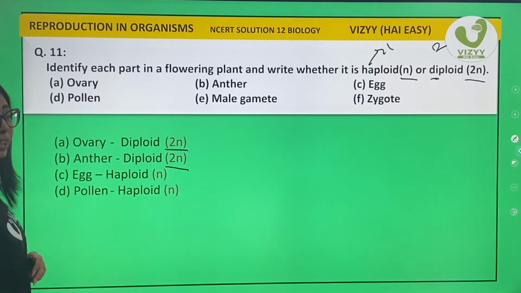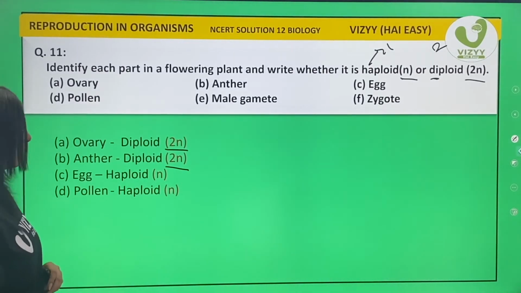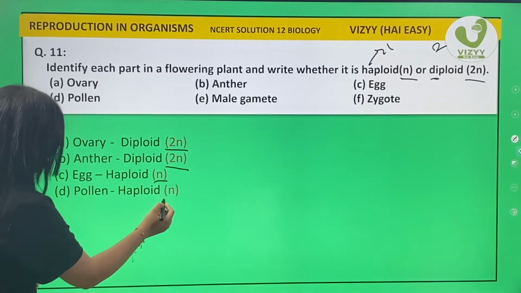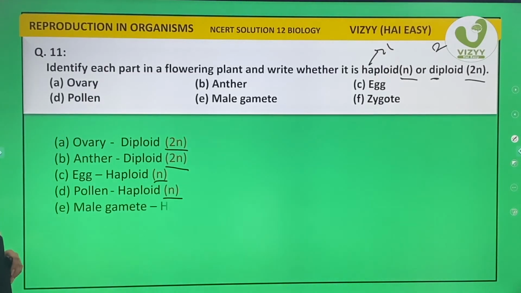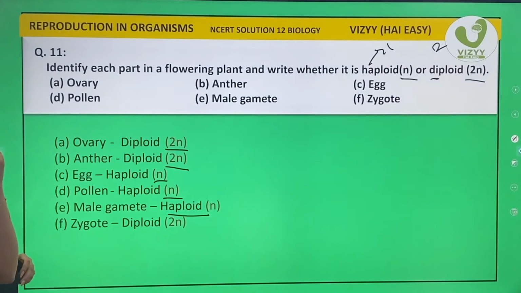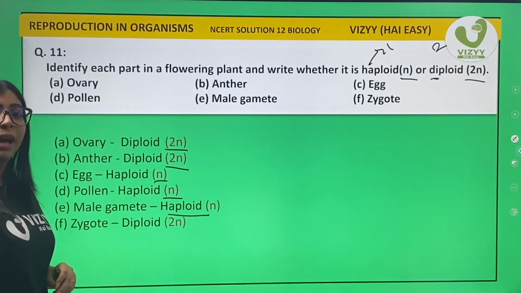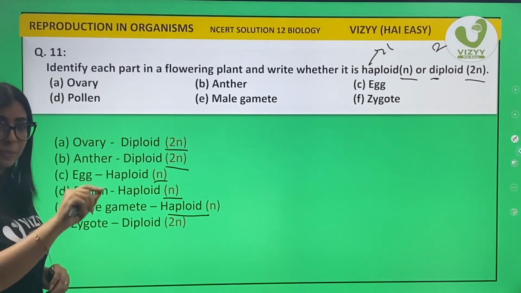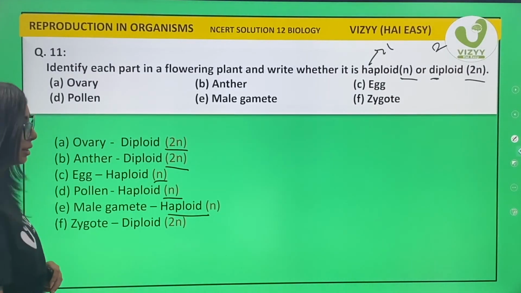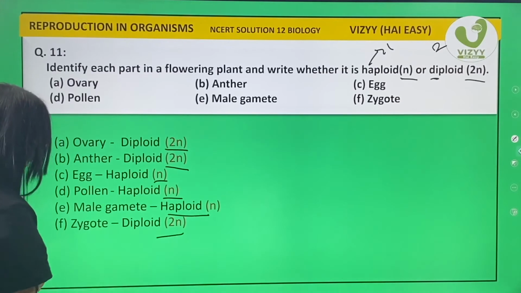Fourth is pollen. Again, pollen is what? Male sex cell. So it is haploid. Again, male gamete. Formation of an egg with a sperm forms zygote, and the zygote is always diploid.